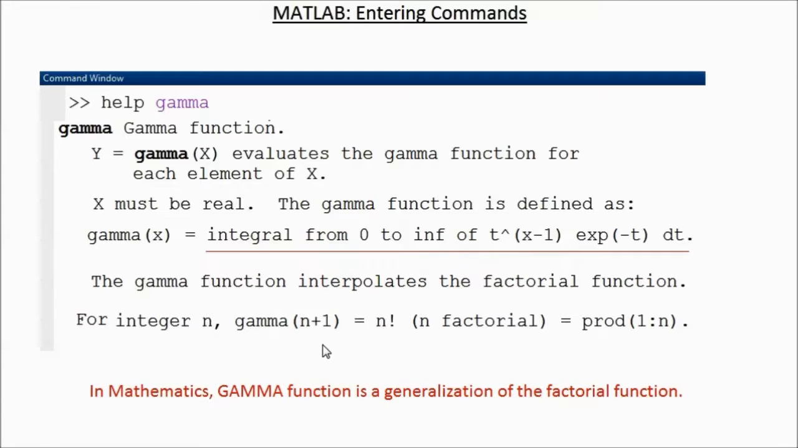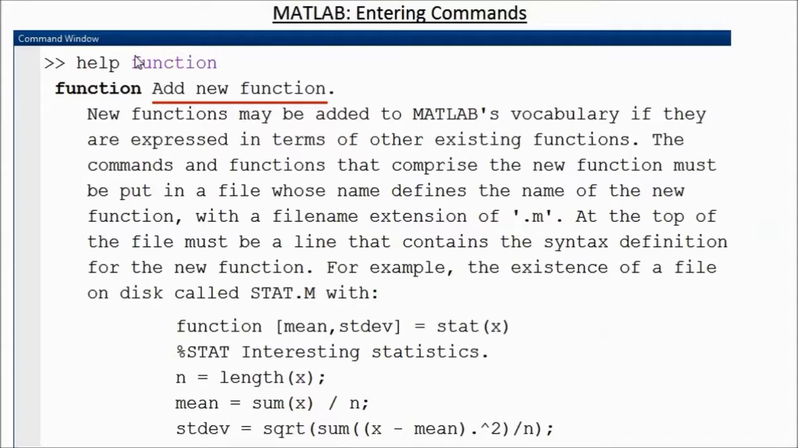New functions may be added to MATLAB by using the function command. New functions may be added if they are expressed in terms of other existing functions. The commands and functions that comprise the new function must be put in a file whose name defines the name of the new function, with the file name extension of .m. At the top of the file must be a line that contains the syntax definition for the new function. For example, stat is the new function being defined. It returns two variables, stdev and mean, and they're defined in the body of the script of the function stat. This is the example.